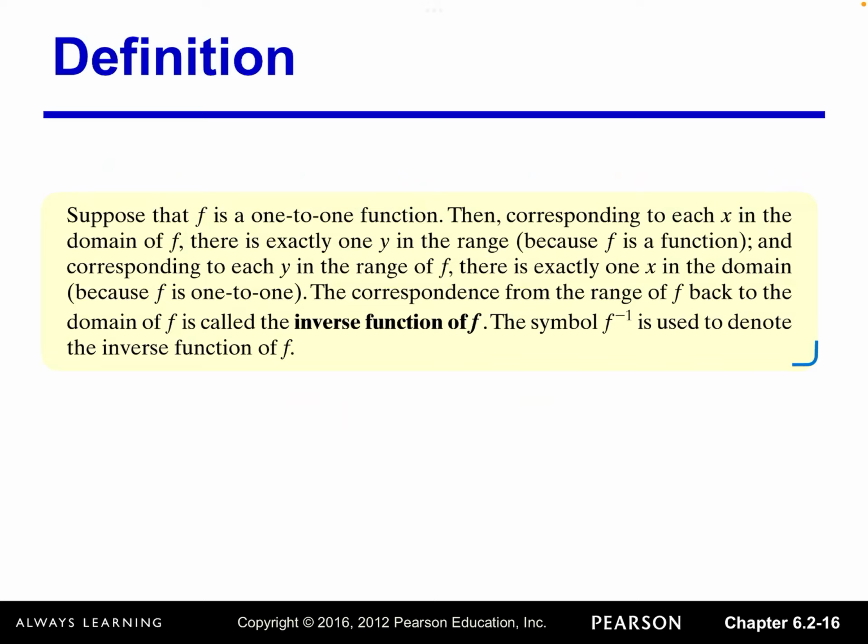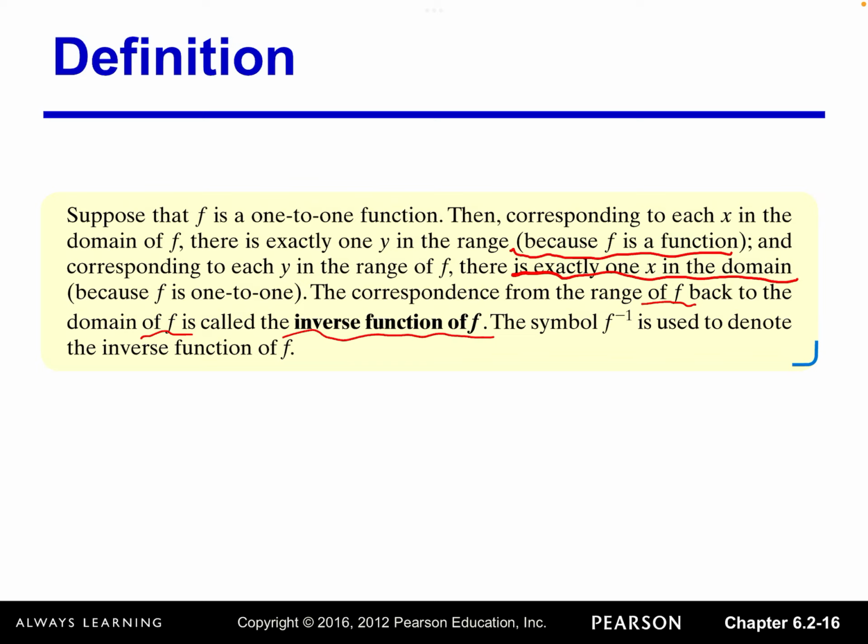Suppose that f is a one-to-one function. Then corresponding to each x in the domain of function f, there is exactly one y in the range. You can think about y, because f is a function, that's why paired with x we have exactly one y in the range. And corresponding to each y in the range of f, there's exactly one x in the domain, because the function is one-to-one. And then the correspondence from the range of f back to the domain of f is called the inverse function of the original function f.